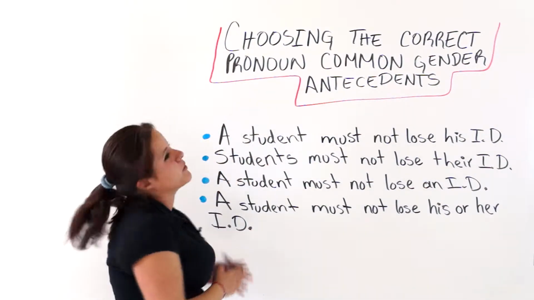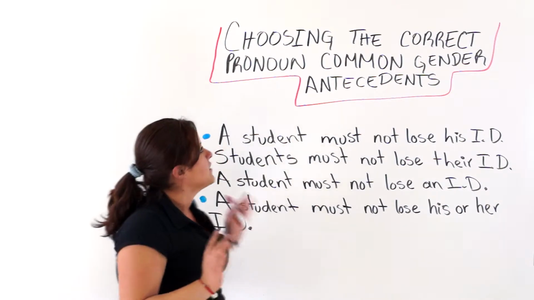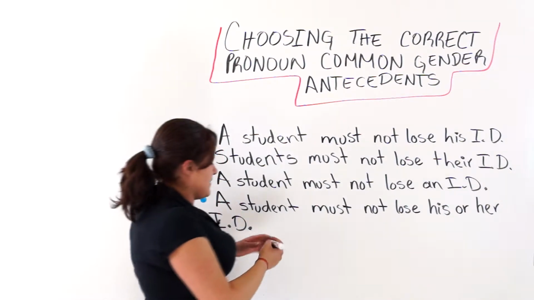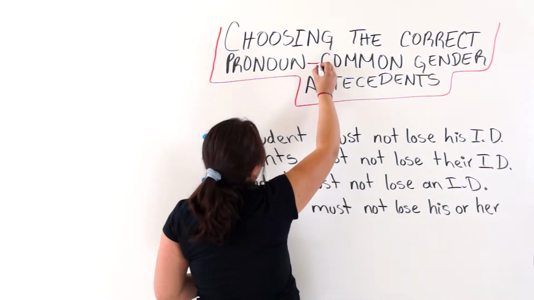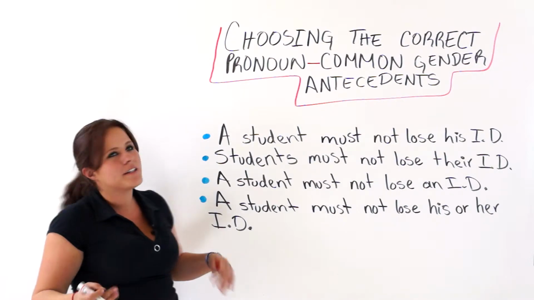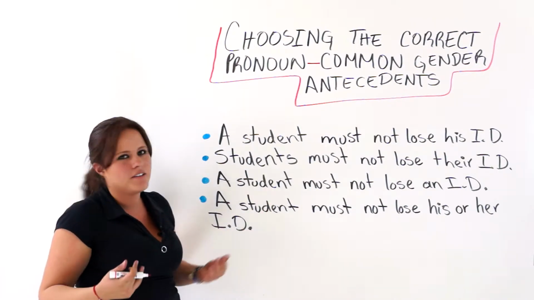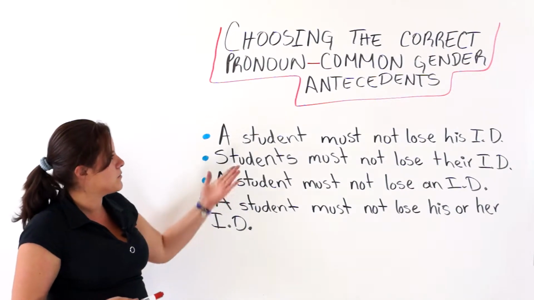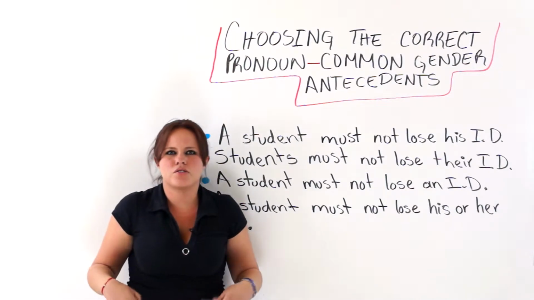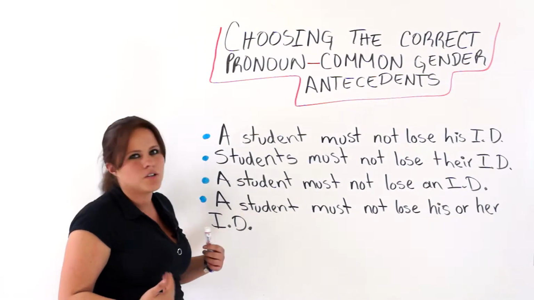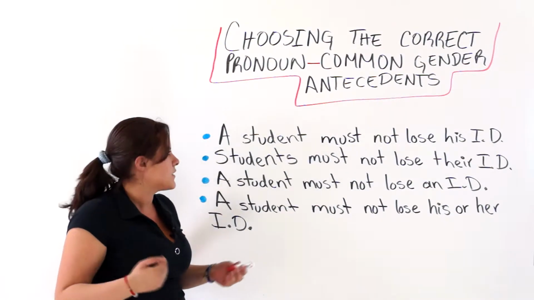In today's lesson I will be talking to you about choosing the correct pronoun, common gender antecedents. Alright, how to choose a correct pronoun when you encounter a common gender antecedent. For example, a common gender antecedent would be student. It is a gender neutral word, student. You do not know if it is a woman or if it is a man.